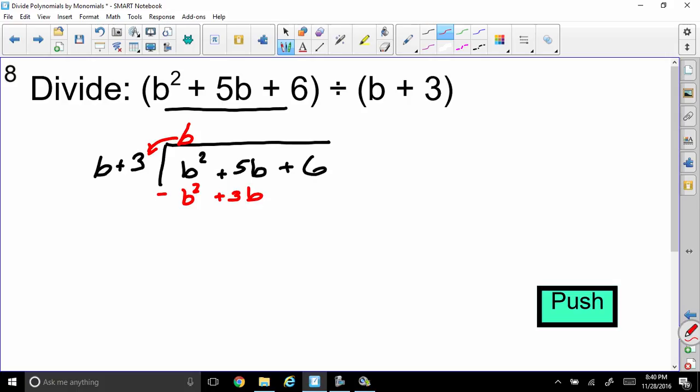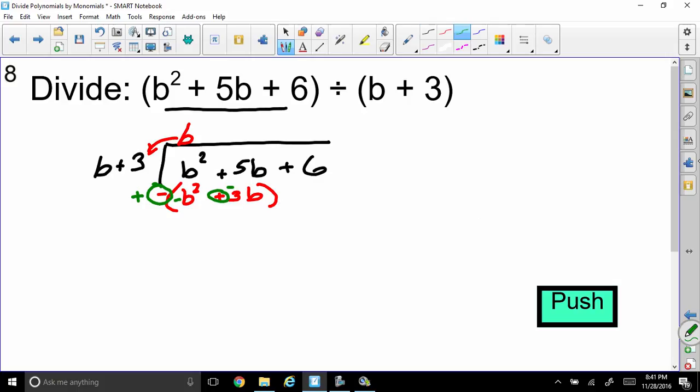Now, I'm supposed to subtract. Just remember, we had a video about subtracting polynomials. You remember, there's no such thing as subtraction. So we have to change that subtraction sign to addition. What we're doing is not subtracting, but adding the additive inverse. Additive inverse means opposite. So we're adding the opposite of positive b squared, which would be negative b squared. And we have to change this to its opposite, because we're adding the opposite of positive 3b, which would be negative 3b.